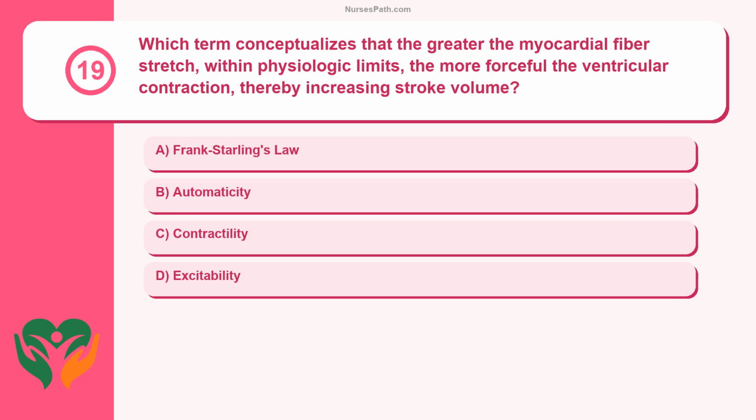Question 19. Which term conceptualizes that the greater the myocardial fiber stretch, within physiologic limits, the more forceful the ventricular contraction, thereby increasing stroke volume? Frank Starling's law. Automaticity. Contractility. Excitability.